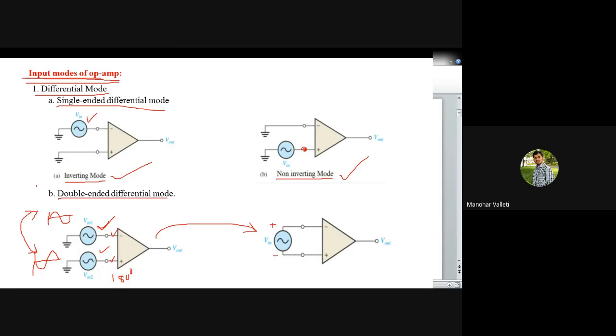Please note the input to the operational amplifier here, whatever we are showing, this is an AC source. AC source means it is having some frequency.